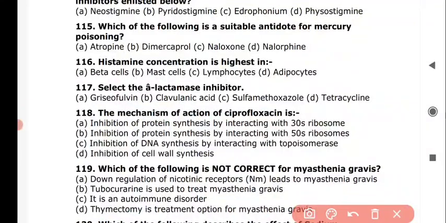Next question is, which of the following is a suitable antidote for mercury poisoning? And the correct answer is option B, dimercaprol. Next question is, histamine concentration is highest in, and the correct answer is option B, mast cells. Next question is, select a beta lactamase inhibitor, and the correct answer is option B, clavulanic acid. Next question is, the mechanism of action of ciprofloxacin is, and the correct answer is option C, inhibition of DNA synthesis by interacting with topoisomerase.